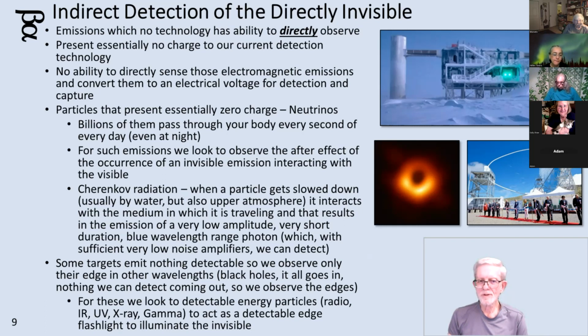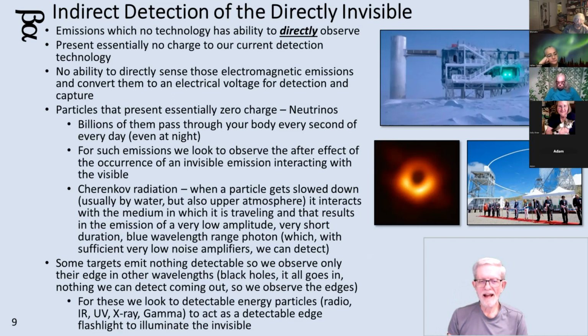So they can't detect the neutrino because it has no charge, which means directly no photon, which means no conversion to an electron, therefore no voltage to measure, therefore it's invisible. But if we look at something else that occurs because of an interaction, oh, we can look at that. That's visible. Think of a black hole.